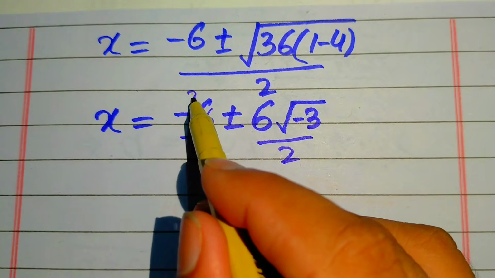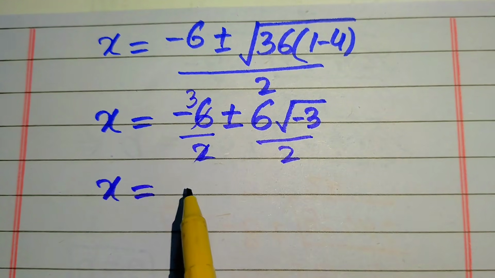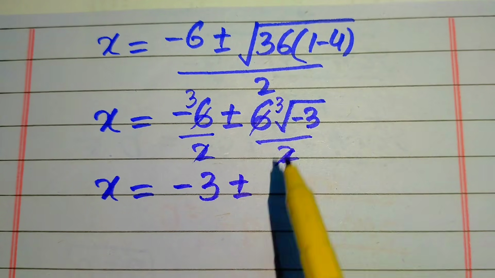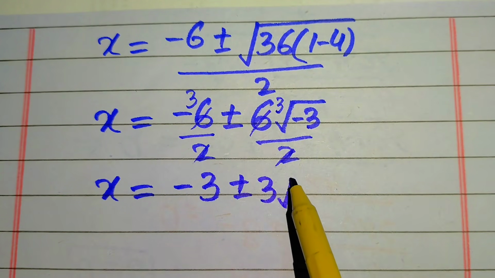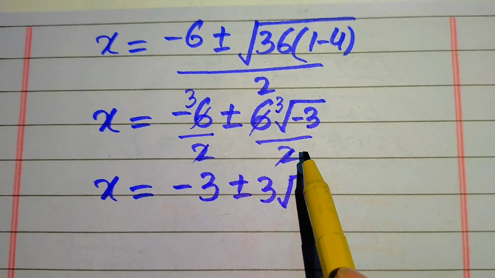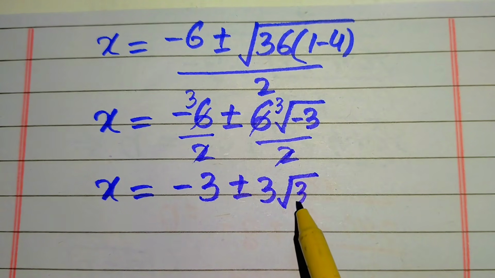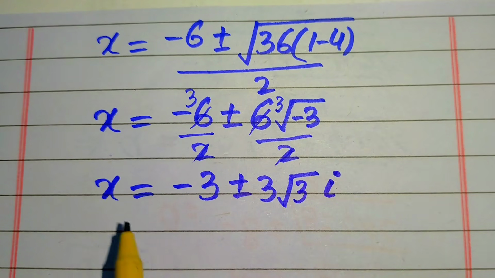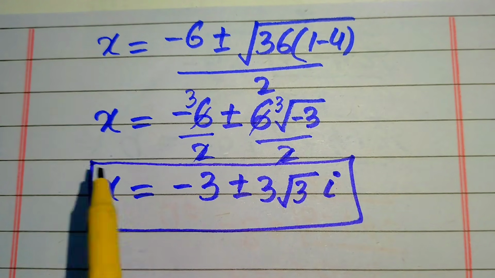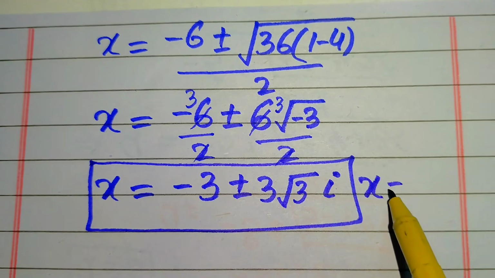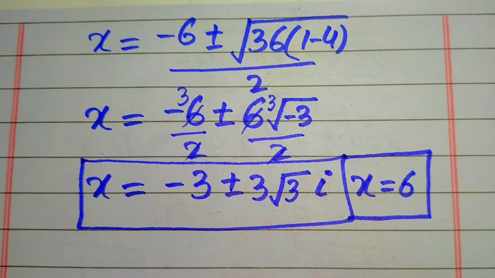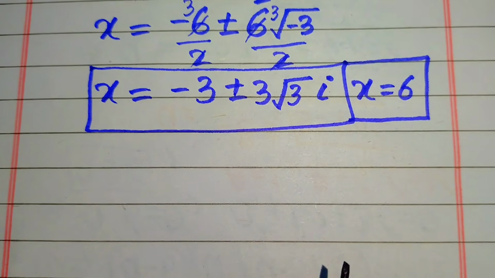This is 2 times 3, which becomes 6, and we get x equals minus 3 plus minus. This is also 2 times 3, which becomes 6, and we get 3 times the square root of minus 1. We know that when a negative sign appears inside the square root sign, it becomes iota, and we write it as square root of 3 times iota. So these are the other two complex roots of the given equation, and x equals minus 6 is the only real root. So from equation number 1 we get these three roots of the given equation.